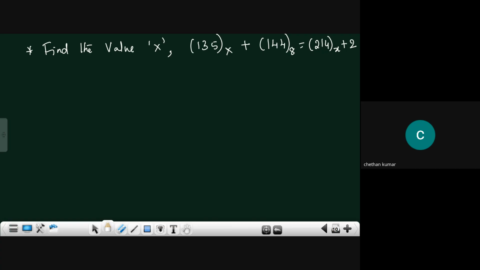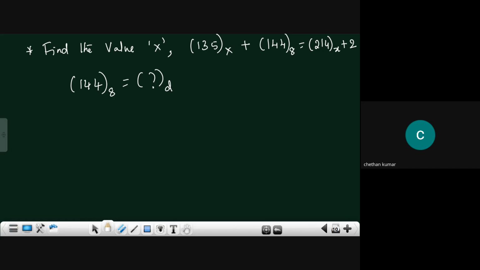The approach for this question is converting all the numbers into decimal numbers. How to convert octal to decimal? My octal number is 144, with the base of 8. How to convert this into decimal?